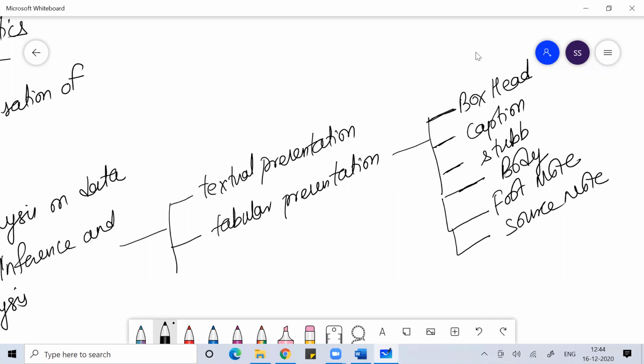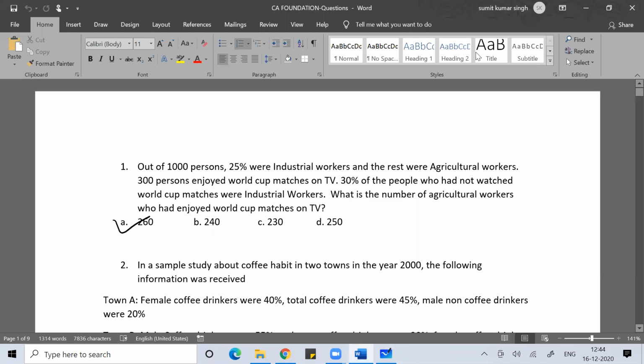So the source note basically means we use a source note in case we are using secondary data, to highlight the source from where the data is being taken. So under tabular presentation of data, we were discussing a few problems.